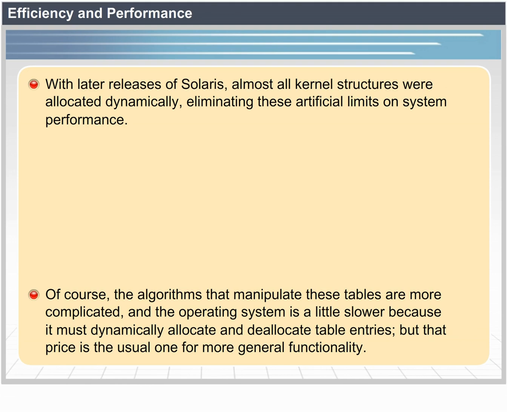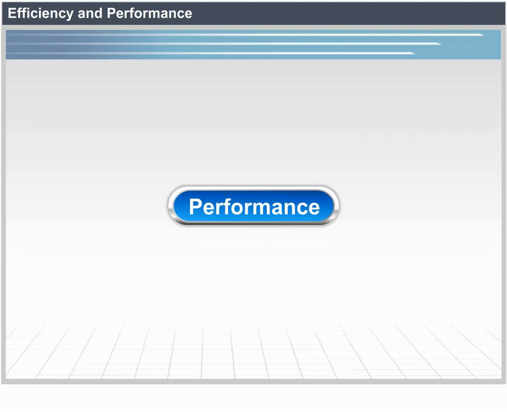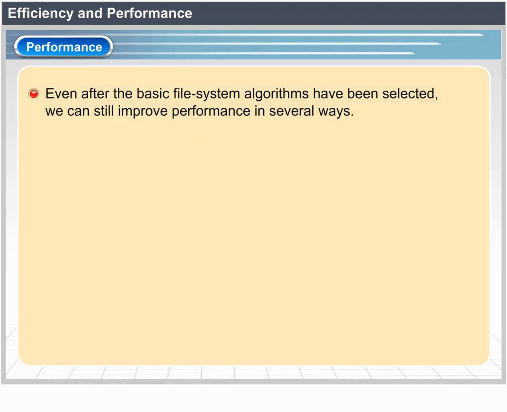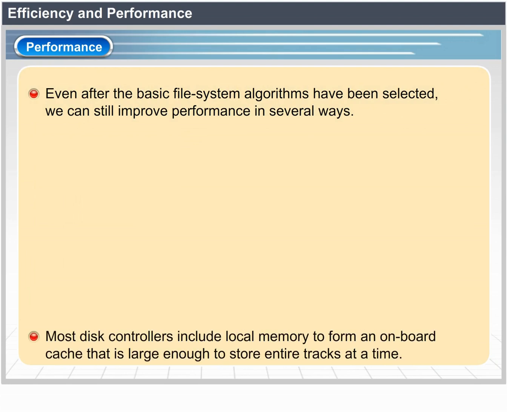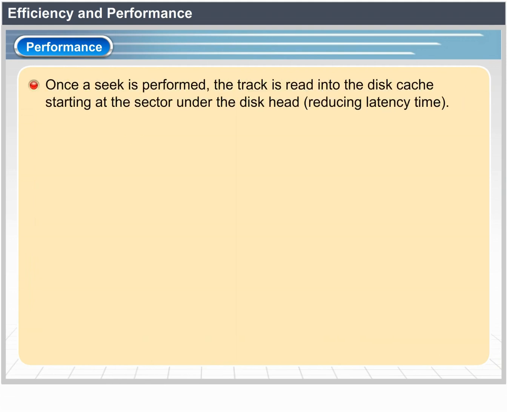Performance. Even after the basic file system algorithms have been selected, we can still improve performance in several ways. Most disk controllers include local memory to form an onboard cache that is large enough to store entire tracks at a time. Once a seek is performed, the track is read into the disk cache starting at the sector under the disk head, reducing latency time. The disk controller then transfers any sector requests to the operating system.